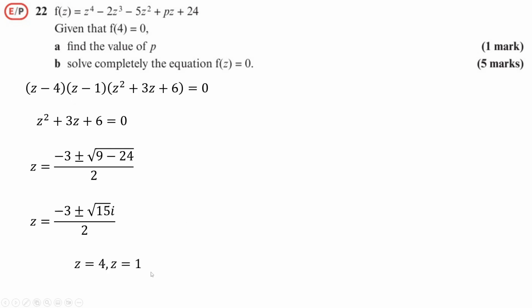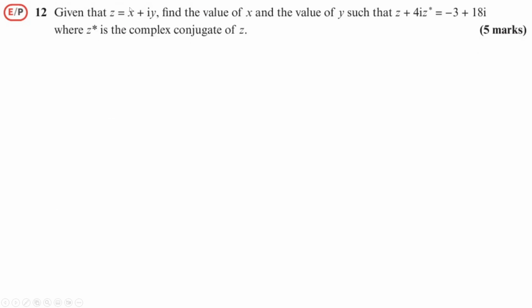Z equals 4, z equals 1. So in total you have 4 solutions, and that makes sense because a polynomial of degree n has n solutions, as we've seen in that challenge question. Given that z equals x plus iy, this is just a general form, and z star is a complex conjugate, just use this to find out what x and y are. Okay, so z star, which is the complex conjugate, is going to just be x minus iy. Hopefully you can see that. And then just plug in z star into here, plug in z into there. You'll get this.